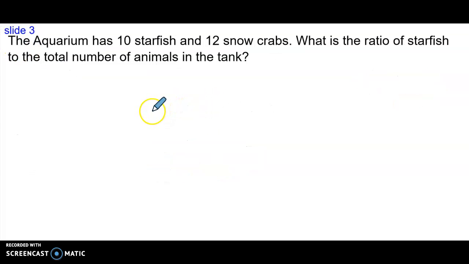Look at slide 3. The aquarium has 10 starfish and 12 snow crabs. What is the ratio of, that tells me I'm just writing a ratio, starfish to the total number of animals in the tank? So we're doing starfish to the total.